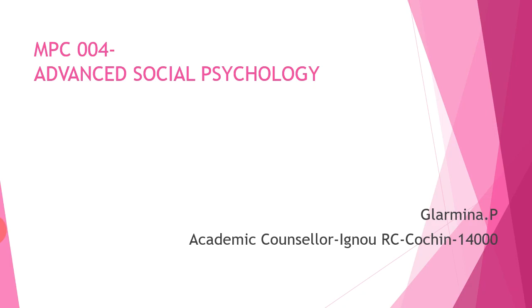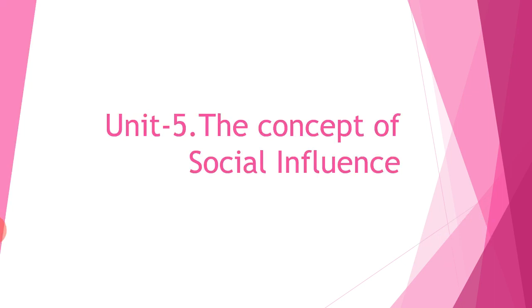So we are dealing with the course MPC 004 Advanced Social Psychology. In the last session, we finished unit 4 of the first book of study material. Next we can start with unit 5, or unit 1 of the second booklet. It is the concept of social influence.